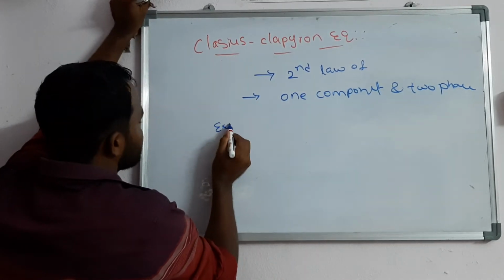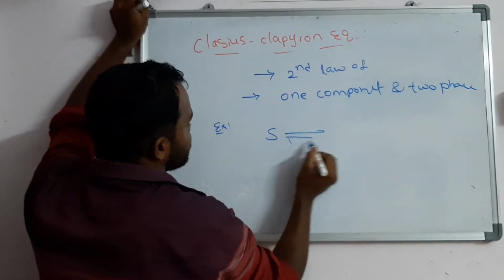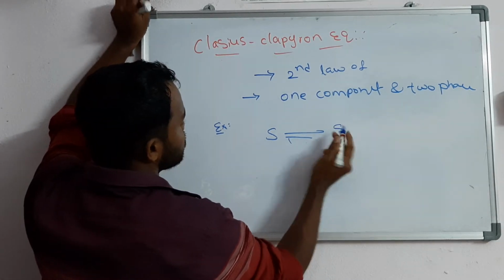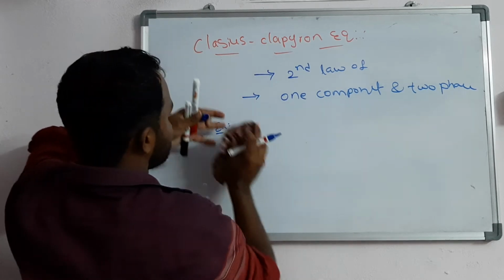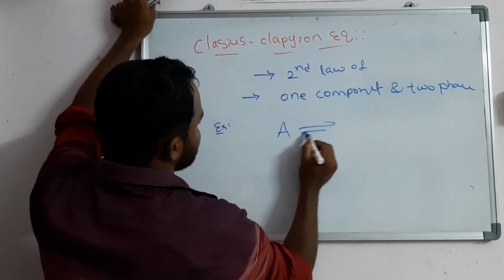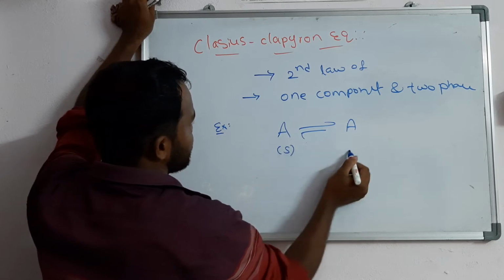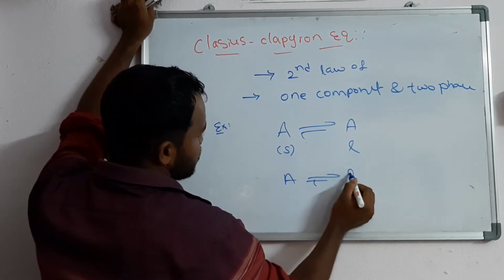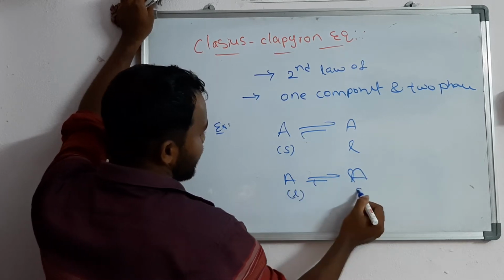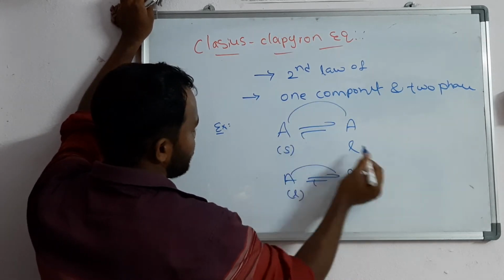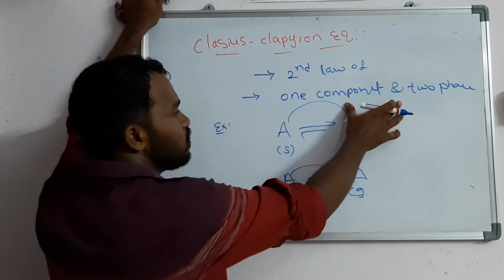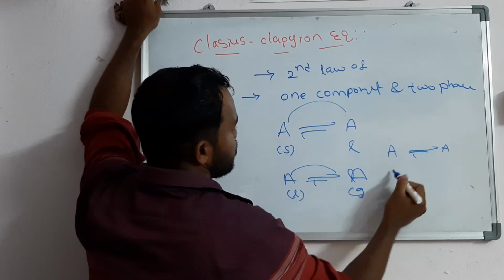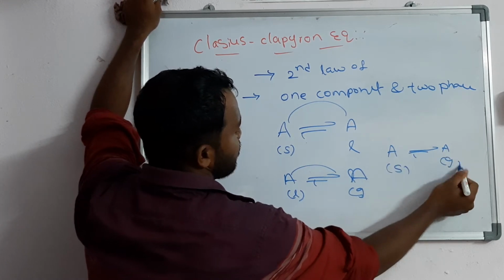For example, solid to liquid. So this is one component. For example, if I take A to A, A to A means it is solid, this is liquid. Similarly, A to A, if it is liquid phase, it is gas phase. Same component but different phases. It is applicable for one component and two phase system. Like you can also write A to A, solid to gas. That is sublimation.